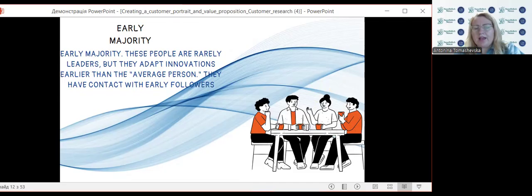Early majority. These people are seldom leaders, but they adopt innovations earlier than the average person. They maintain contact with early adopters. At the same time, they need to see clear evidence that the innovation is useful before deciding to adopt it. Promotion strategies for this group include success stories and other proofs of the innovation's effectiveness.